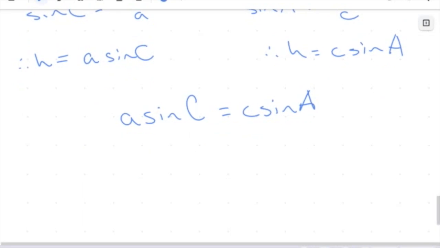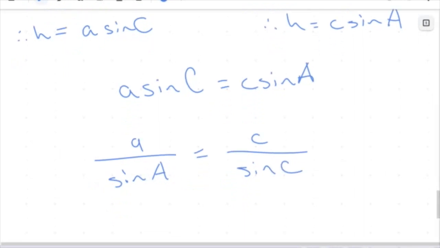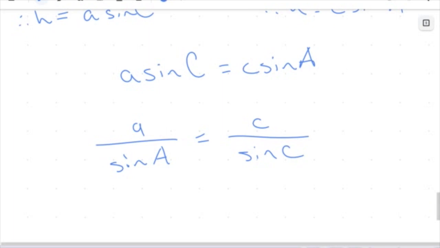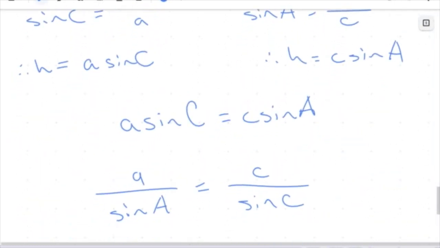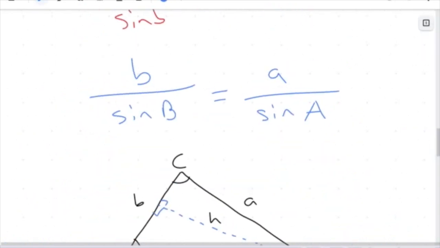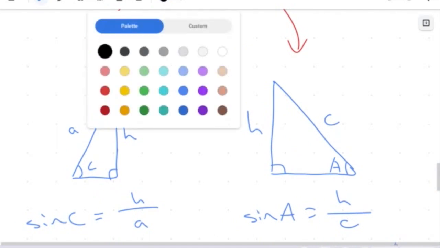And rearranging the equations again, I'm going to eventually get to a over sine A equals c over sine C. You guys can take your time with this, have a go at this if you'd like. But now we have c over sine C is equal to a over sine A. Now if c over sine C is equal to a over sine A, then it's also going to be equal to b over sine B, because that's equal to a over sine A. And hence, we have our formula, finally.